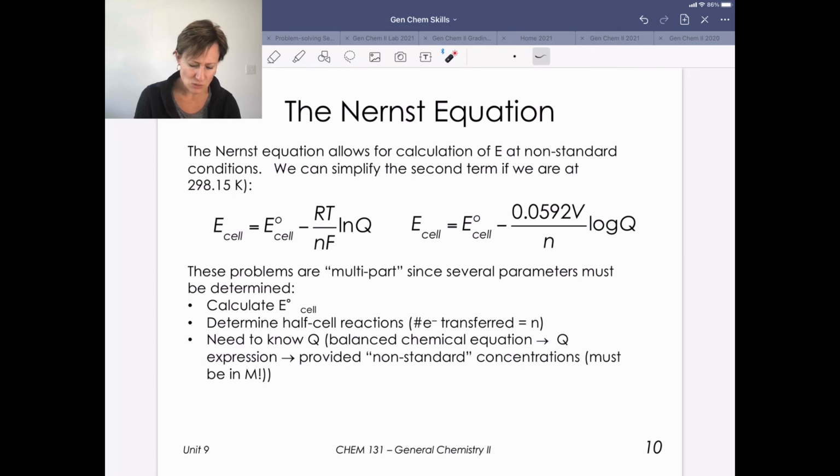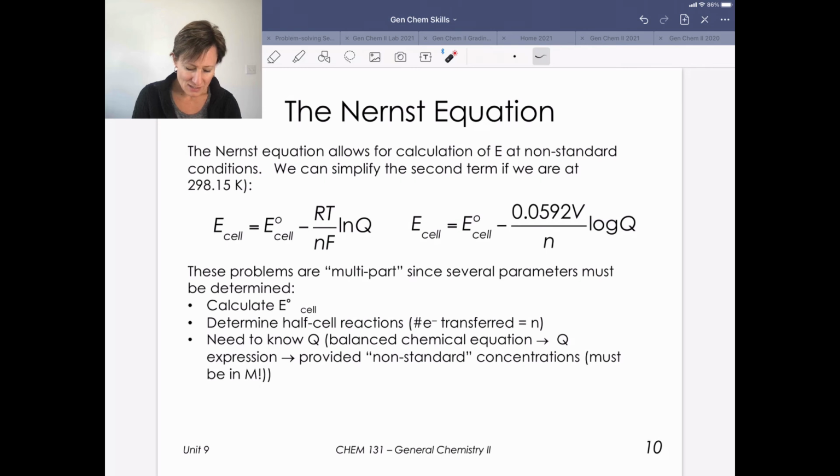So what is this piece? Well, it's R that we just talked about, the temperature that we're at if we're not at a standard temperature, our n, which is the number of electrons that are transferred, and then that F, Faraday's constant. Sometimes our non-standard conditions really just imply that we've got different concentrations of things, not 1 molar.